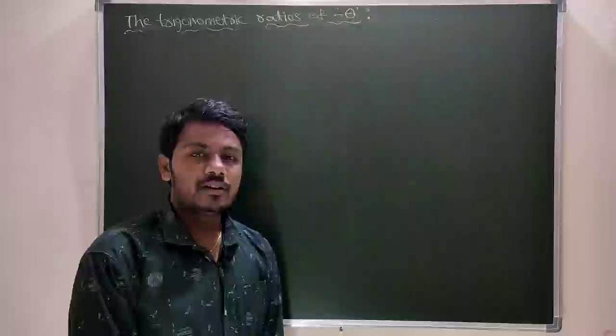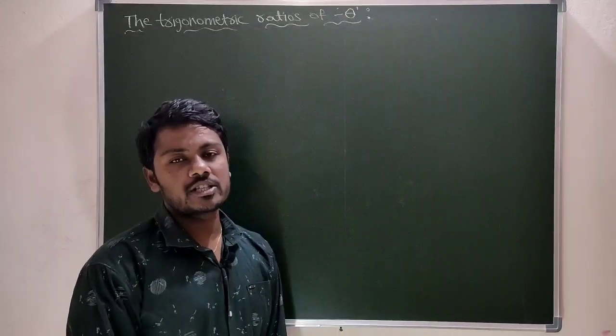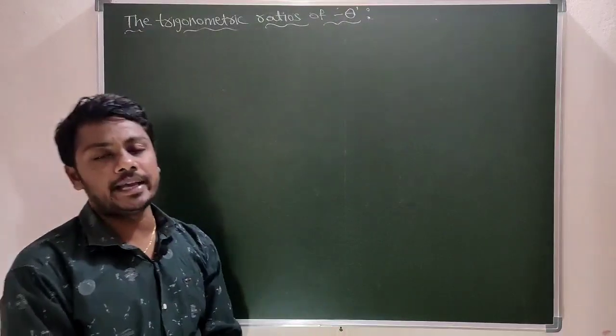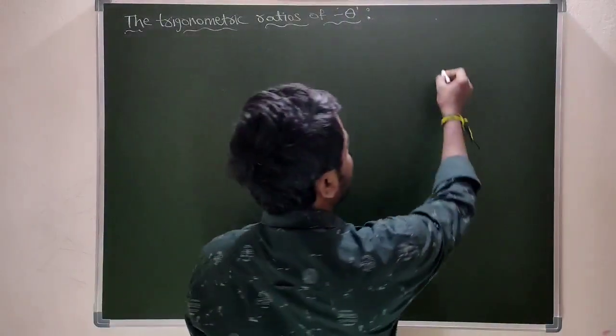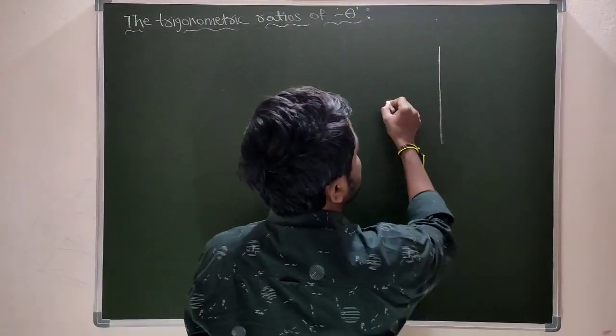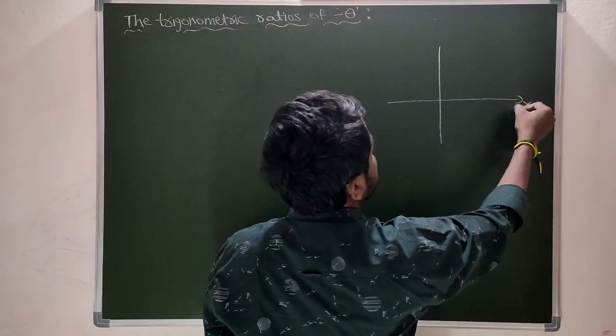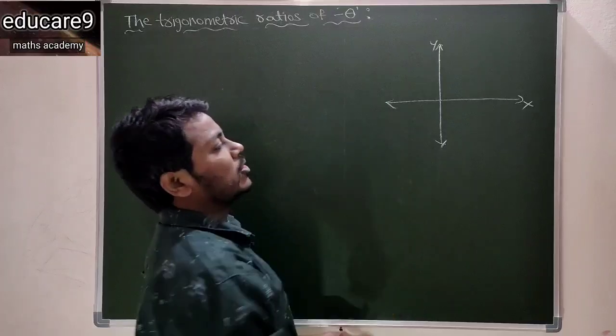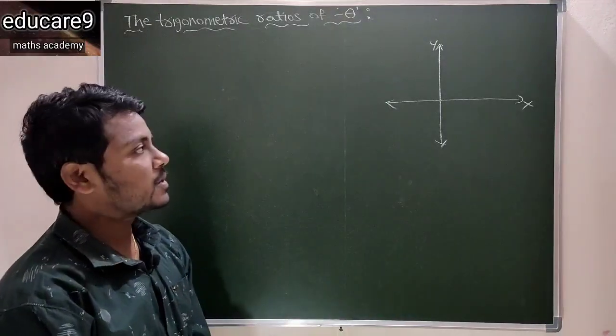Hi, hello everyone. For this session, we will discuss a new concept: the trigonometric ratios of minus theta. So here, consider the coordinate axis. This is the x and y axis. Both axes are called coordinate axes.